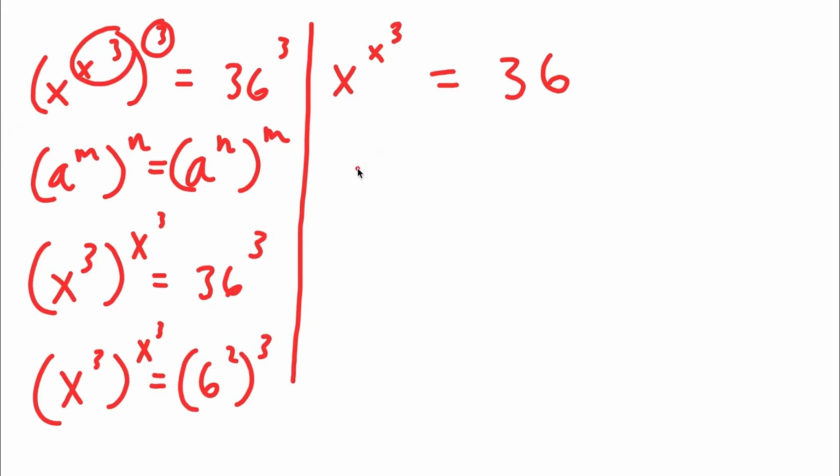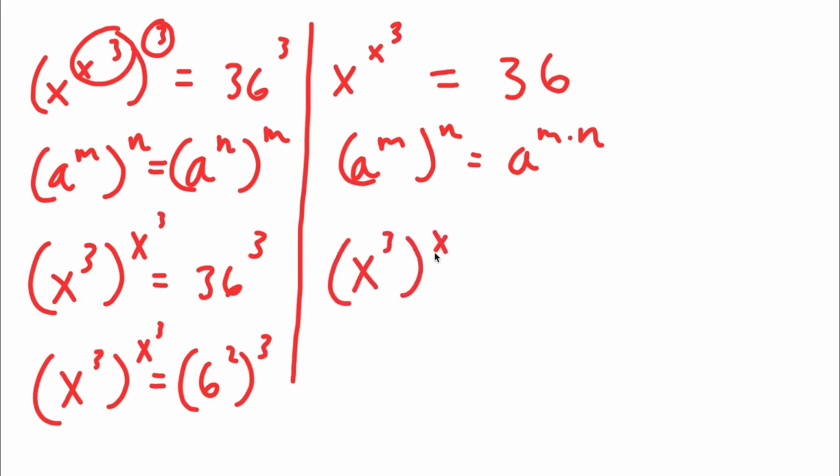Now, if I have something in the form a to the power of m to the power of n, this is also equal to a to the power of m times n. So 6 to the power of 2 to the power of 3, that's going to equal 6 to the power of 2 times 3, which is 6 to the power of 6. So now I have x to the power of 3 to the power of x to the power of 3 is equal to 6 to the power of 6.